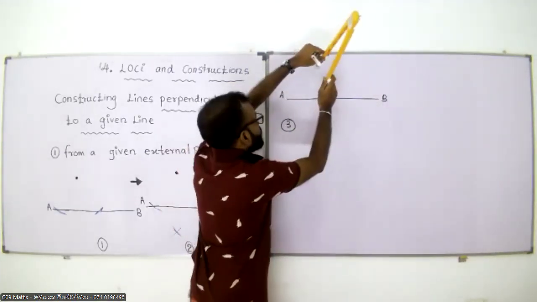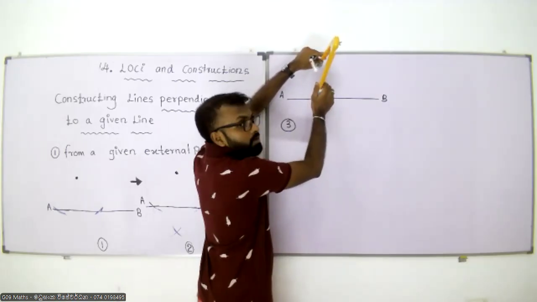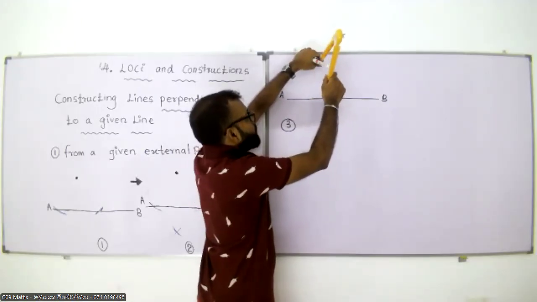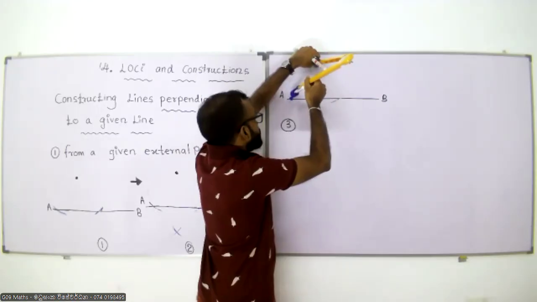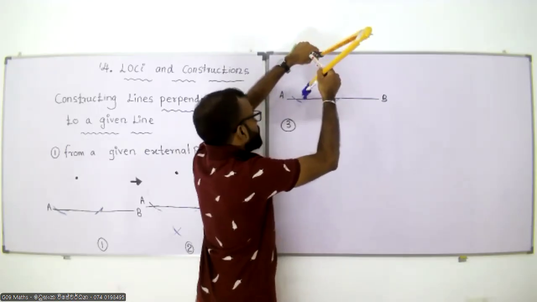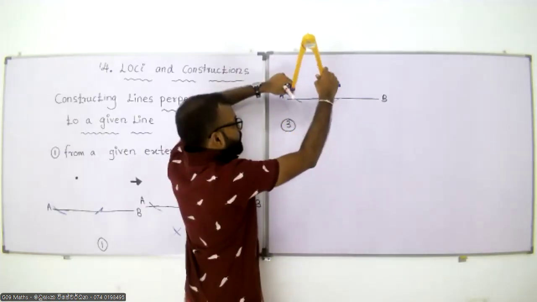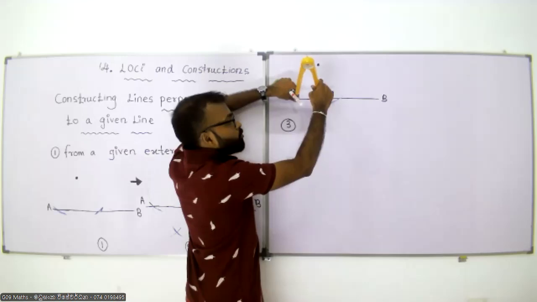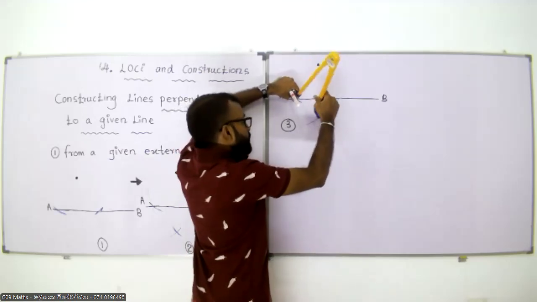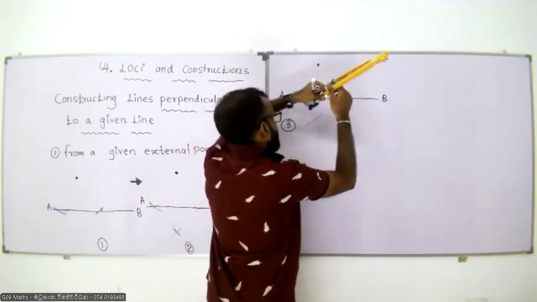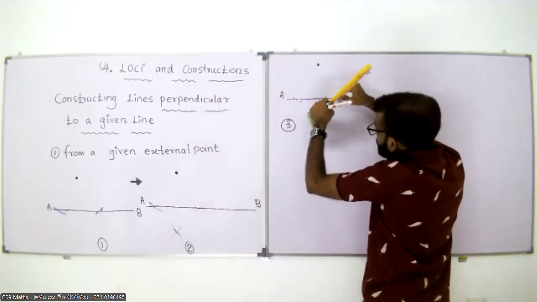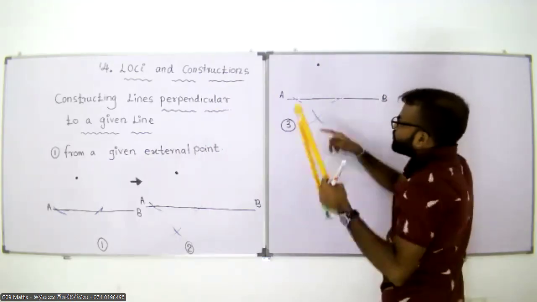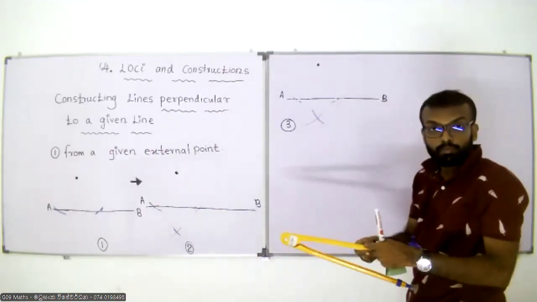So you have to take the distance from here to here, more than the distance between the line and the fixed point, and draw two arcs like this, which intersect the line. Then place your pair of compass here and take more than half of the length between your two arcs. Then mark an arc below, and mark the next arc which intersects this line. Both arcs should intersect at the same point.